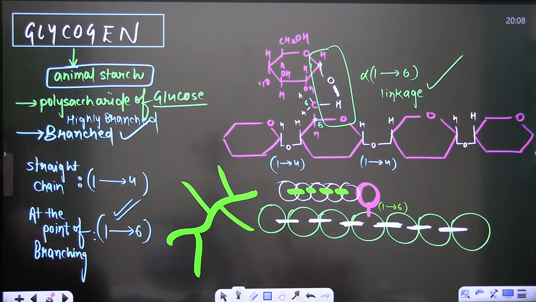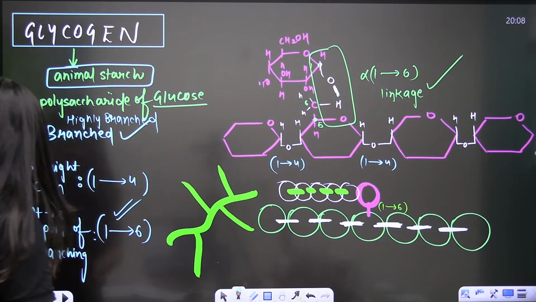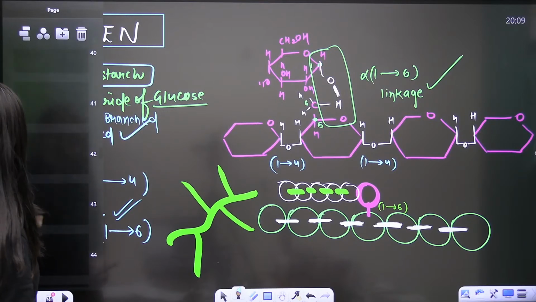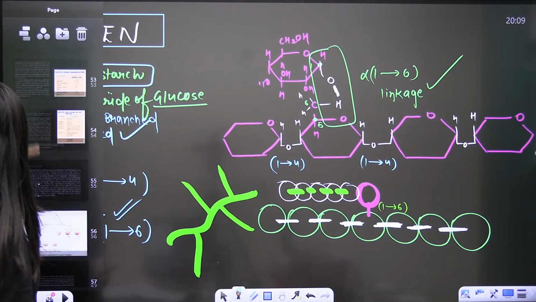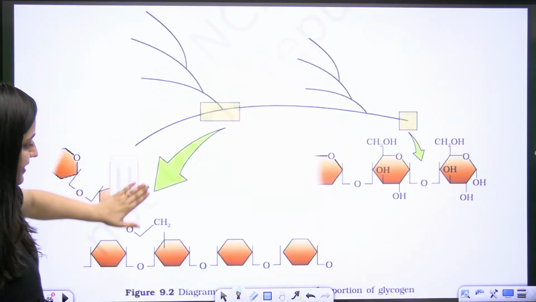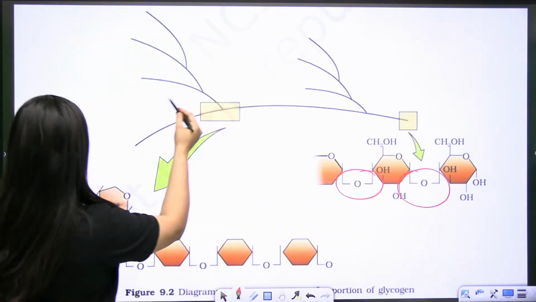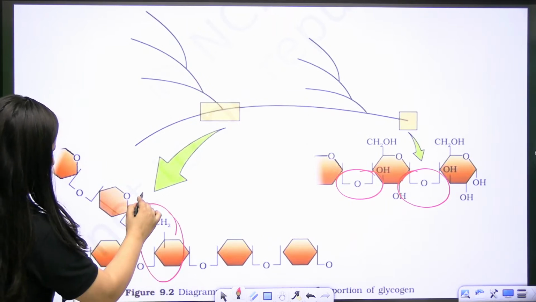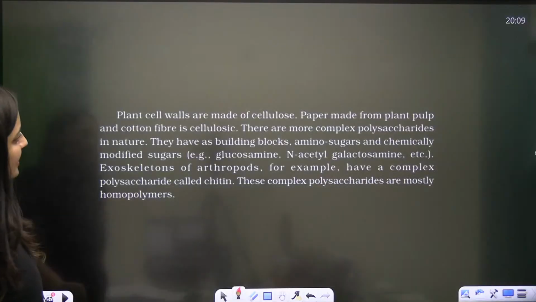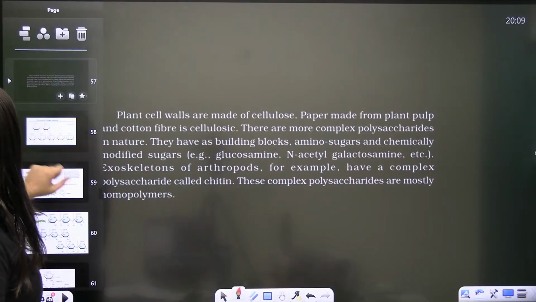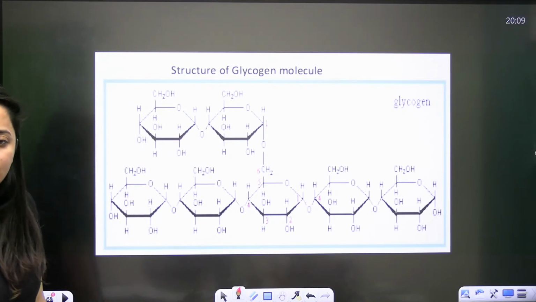Done, bache? Any doubt? Sure? It is glycogen. Let me check the diagram. See, in the NCERT they have given this glycogen, na? See, 1,4, 1,4. So at the point of branching, this is how they are showing. So here you are going to see 1,6. So that's what you need to remember. Fine, I have added the diagrams for you.